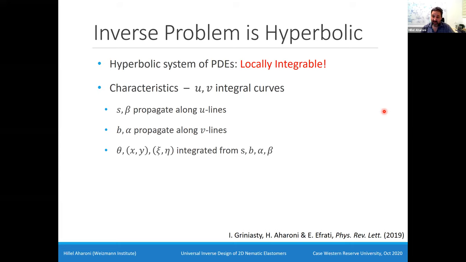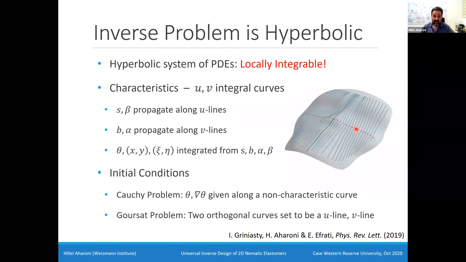Now, when we have a hyperbolic problem, we know that hyperbolic PDEs do have a solution around an initial condition. They can pose an initial condition problem. So for example, a Cauchy problem. So I can take a curve on my target geometry, and I can decide, okay, I want the director field on this curve to be something.